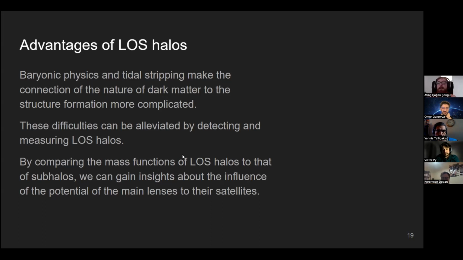Okay. There are also some astrophysical interests. By comparing the mass functions of these line of sight halos to the subhalos, you can also gain insights on structure formation and how tidal stripping and baryonic physics due to the main host galaxy cause changes in these satellites compared to non-satellites, line of sight halos that live in intergalactic space.